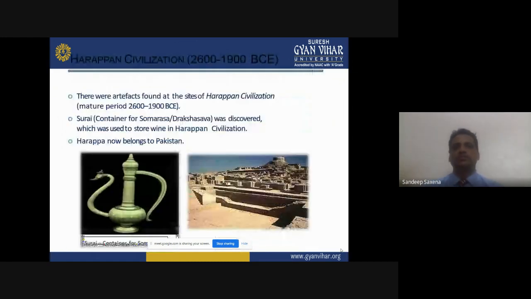Harappan civilization, 2600 to 1900 BCE. There were artifacts found at the sites of the mature period of the Harappan civilization, 2600-1900 BCE. A vessel for somrasa or drakshava, the Sanskrit word for wine, was discovered, which was used to store wine in the Harappan civilization. Harappa now belongs to Pakistan.